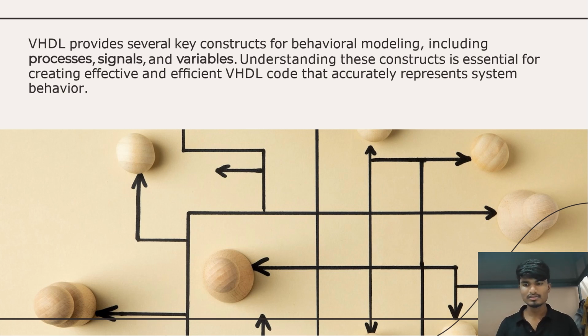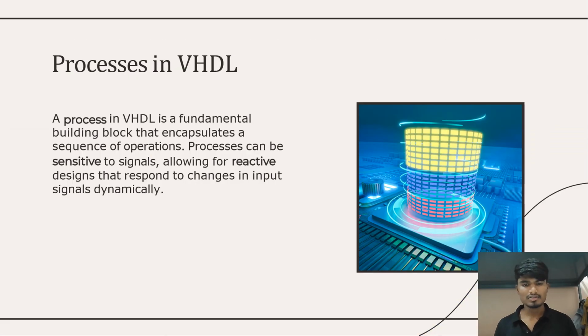So next, processes in VHDL. A process in VHDL is a concurrent statement that allows sequential execution of code within it. It begins with the process keyword and ends with end process, allowing reactive designs that respond dynamically to changes in the input signals.